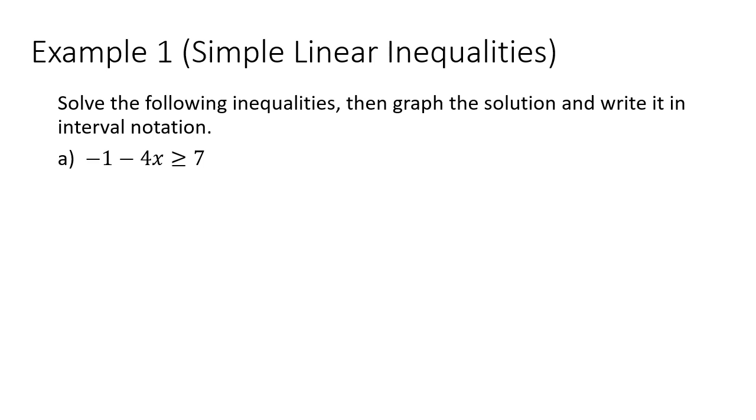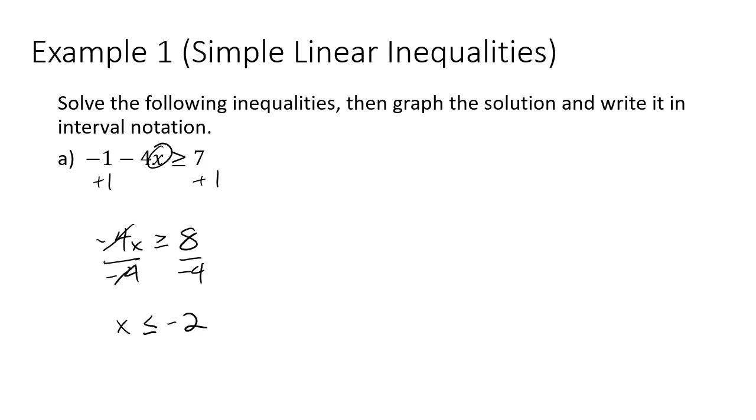So starting with part A of example 1 here, if we've got -1 minus 4x is greater than or equal to 7, I want to solve for x, get x by itself. So if I start by adding 1 to both sides, we get -4x is greater than or equal to 8. And then I want to divide both sides by -4 to get the x by itself. But be careful, because I'm dividing by a negative number, the direction of the sign in the middle flips. So instead of greater than or equal to, it's now less than or equal to. And then 8 divided by -4 would be -2.